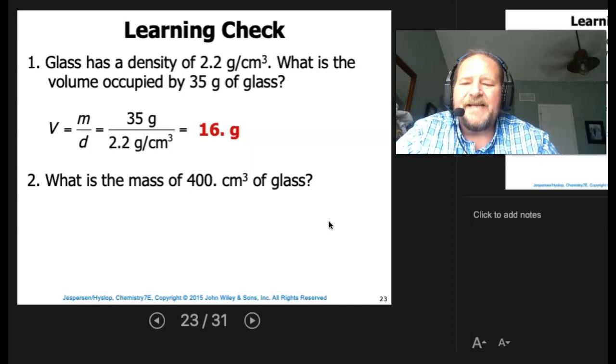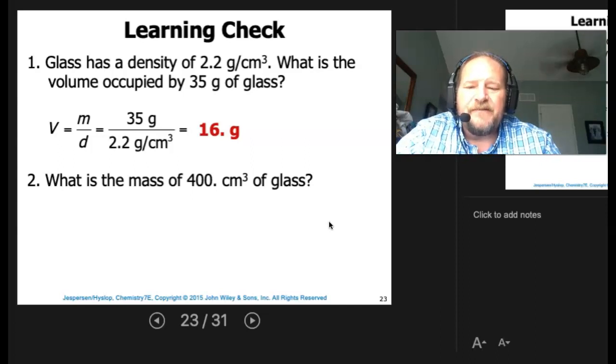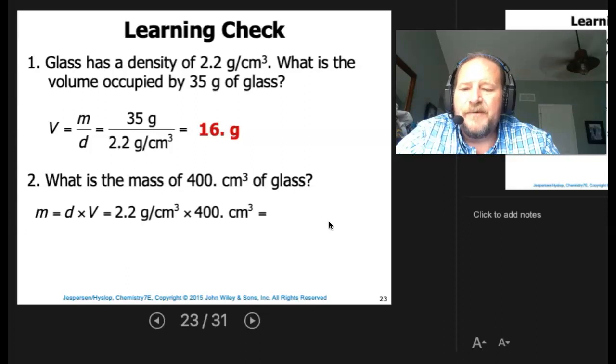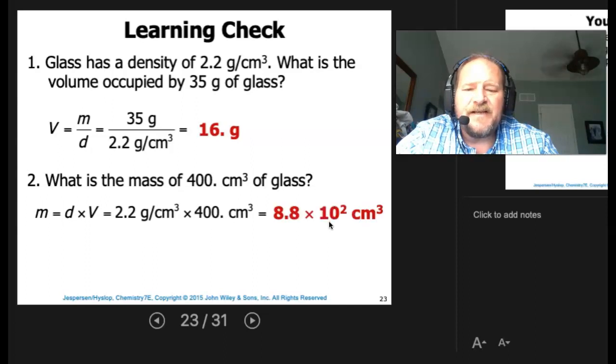What is the mass of 400 centimeter cubed of glass? So here we're going to take mass is equal to density times volume. That's going to equal 2.2 times 400. Here we have 2 sig figs times 3 sig figs. That's going to give us 2 sig figs as our answer. And we get 8.8 times 10 to the 2 centimeters cubed.